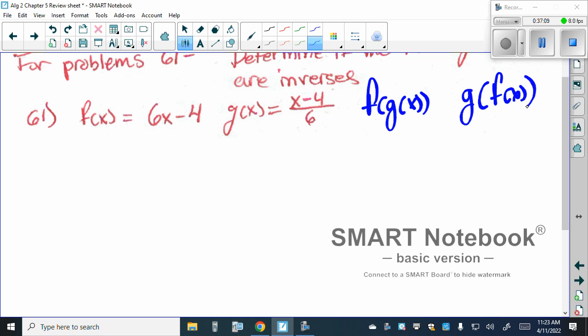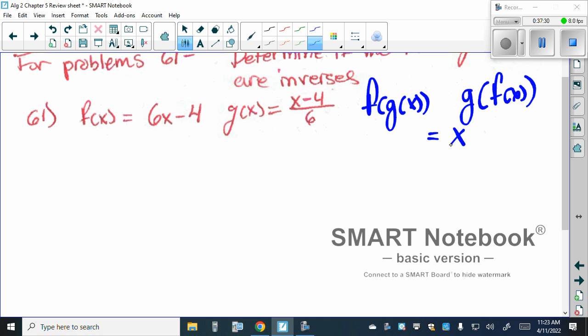Now, to show that the two functions are inverses, we have to use our composite function. So our f of g of x and g of f of x. And if they are inverses, these should be the same. Actually, specifically, they should both come out to be x, because if the two functions are inverses, they'll come out to be x.